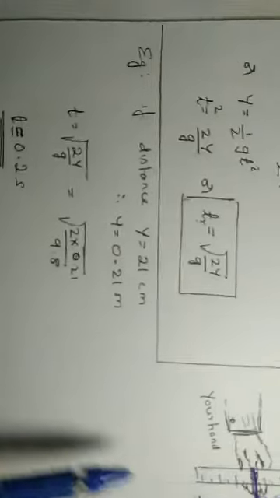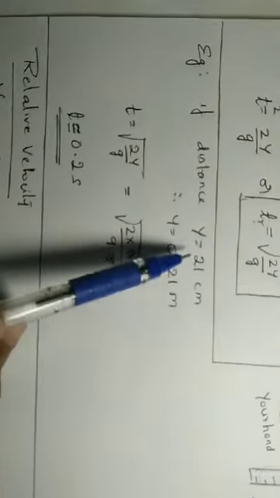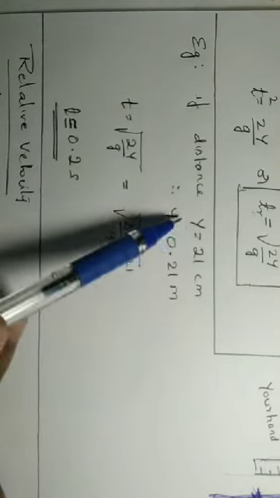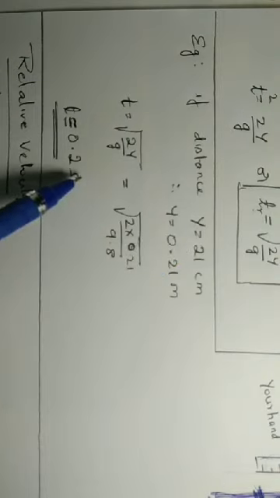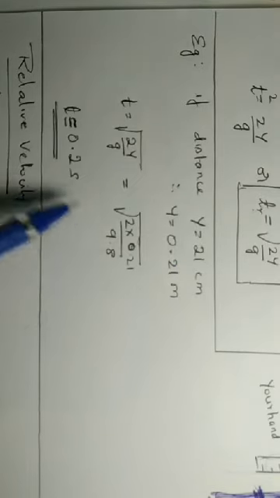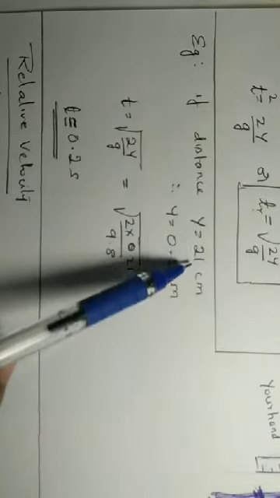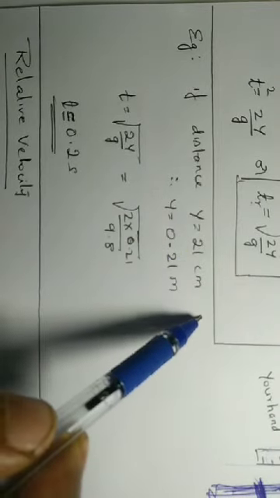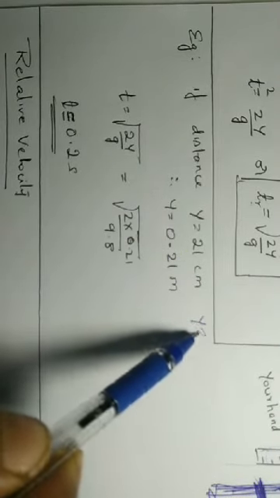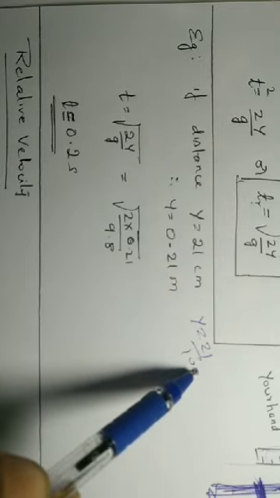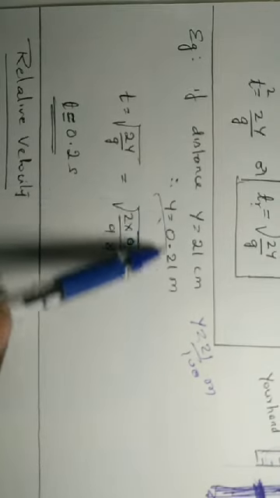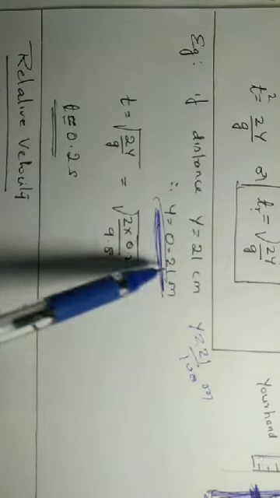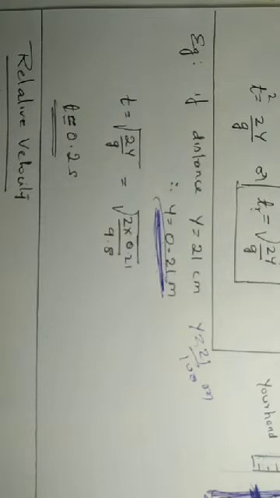In this example, let us assume the distance moved is 21 centimeter. Your ruler moved 21 centimeter. We have to find the reaction time, so we have to convert into SI unit, that is meter. To convert 21 centimeter into meter, you have to divide by 100. So y equal to 21 by 100 meter, therefore you will get 0.21 meter. I have converted centimeter into meter. Y equal to 0.21 meter.